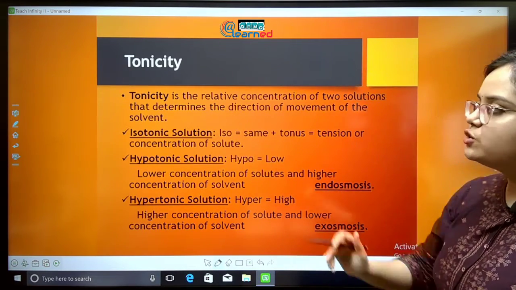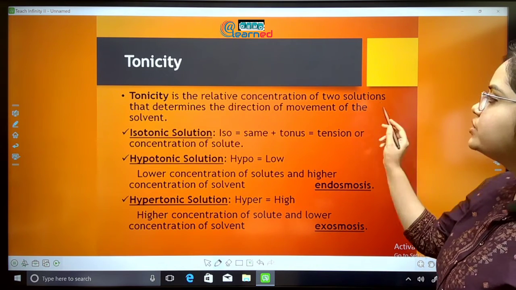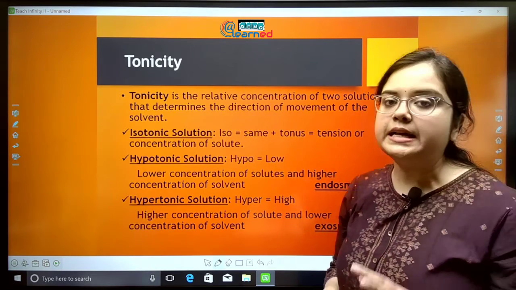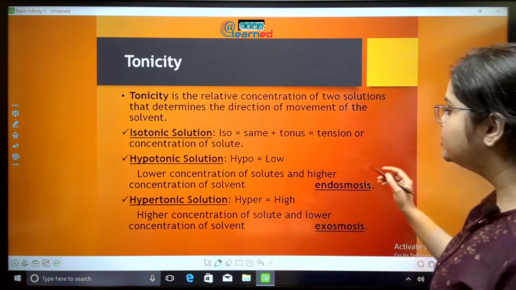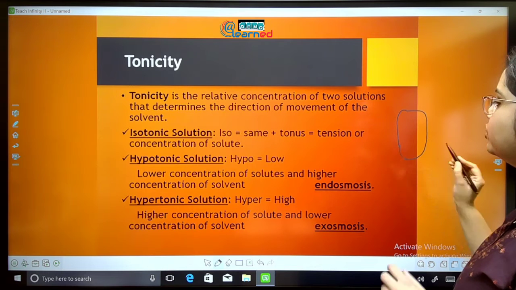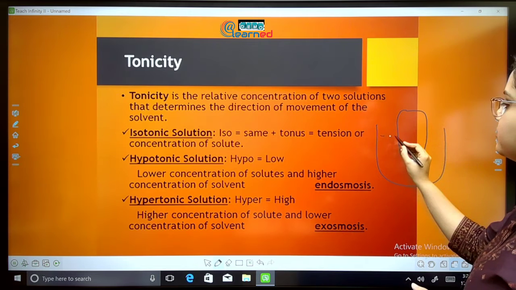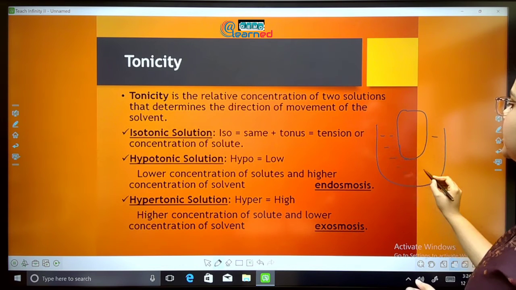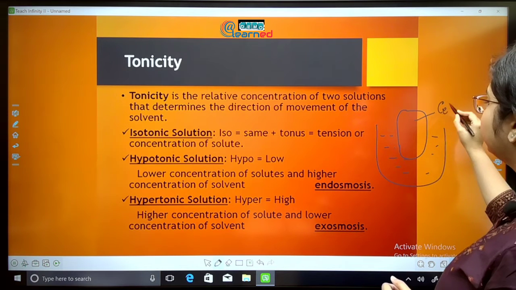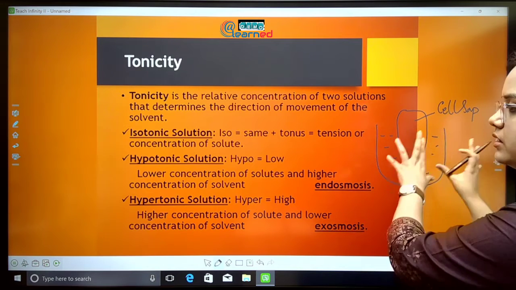What is tonicity? Tonicity is the relative concentration of two solutions that determines the direction of movement of the solvent. Now, in these cases, we will assume a plant cell. Plant cells are somewhat rectangular in shape, immersed in or kept in a medium. What is there in the medium, or what is the constituent of the cell sap, we will discuss as we proceed. So, this is the plant cell, the cell sap of the plant cell immersed in some medium.